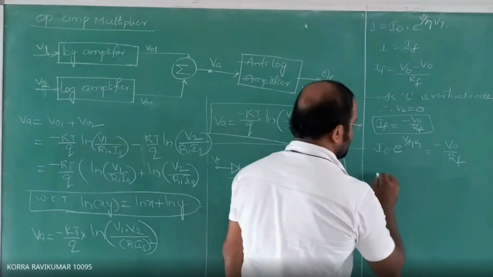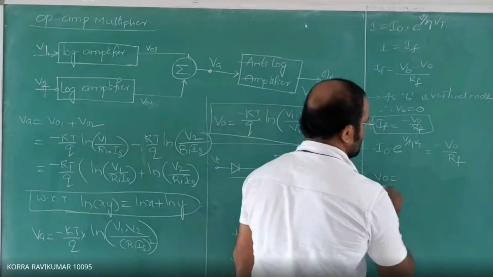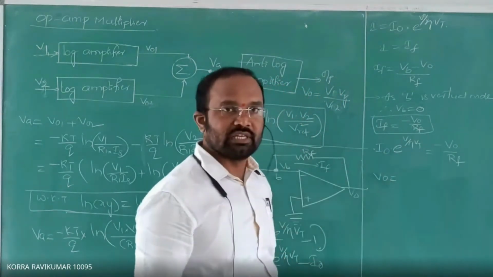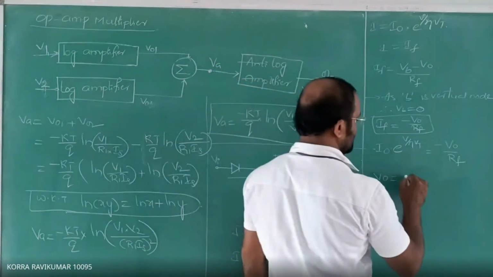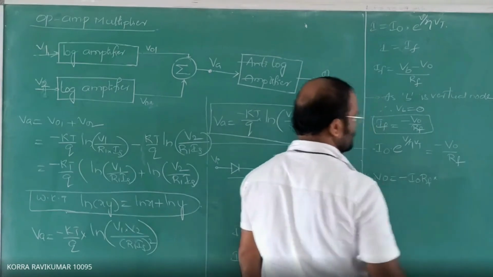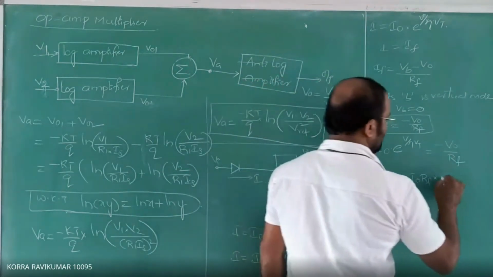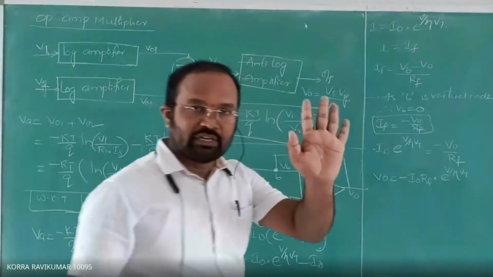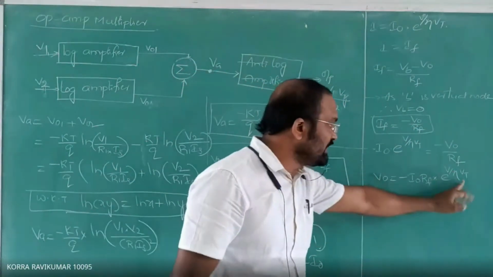V naught is equals, send minus to the LHS side and RF also to the LHS side. So V naught is equals minus I naught into RF into e power V by eta Vt. See here, E power V by eta Vt.